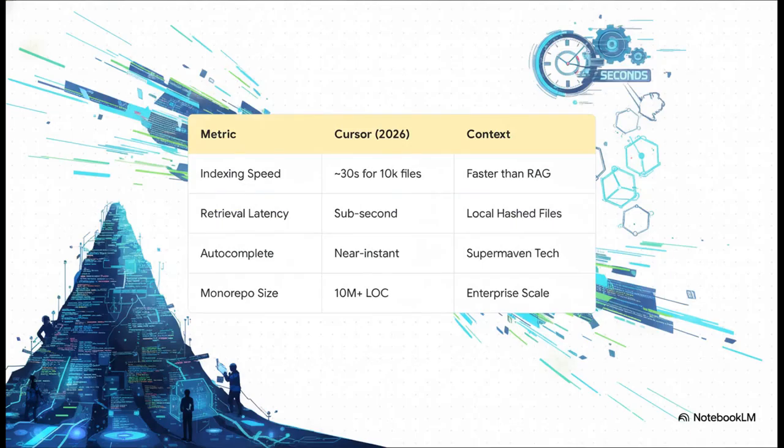And this architecture translates directly to just insane speed, because it has native access. Indexing thousands and thousands of files takes seconds, not minutes. And it's powered by their Super Maven technology, so autocomplete and retrieval are practically instantaneous. I mean, this system is built from the ground up to handle enterprise-scale monorepos with tens of millions of lines of code without even breaking a sweat.